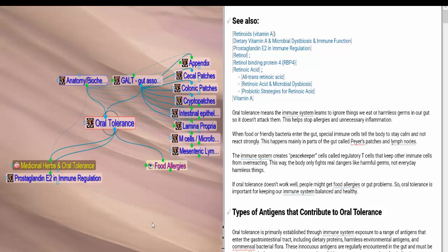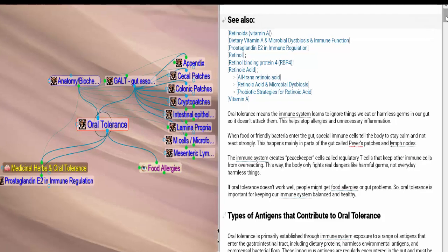If oral tolerance doesn't work well, we can get food allergies or gut problems. So oral tolerance is very important for keeping our immune system balanced and healthy. So what types of antigens contribute to oral tolerance?